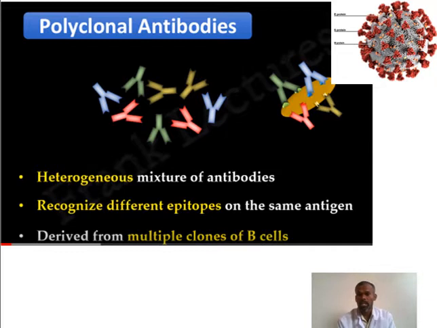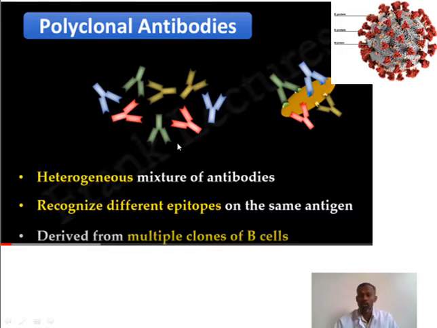Suppose the coronavirus enters your body. It is an antigen, and the body recognizes it as an antigen. The coronavirus has surface molecules like spike protein, envelope protein, and membrane protein. Each protein works as an epitope, an antigenic property. So your body will make B cells for each epitope, and the B cells produce a specific antibody for all these antigenic molecules. That's why polyclonal antibodies are a heterogeneous mixture of antibodies that recognize different epitopes on the same antigen, in the case of coronavirus, derived from multiple clones of B cells.